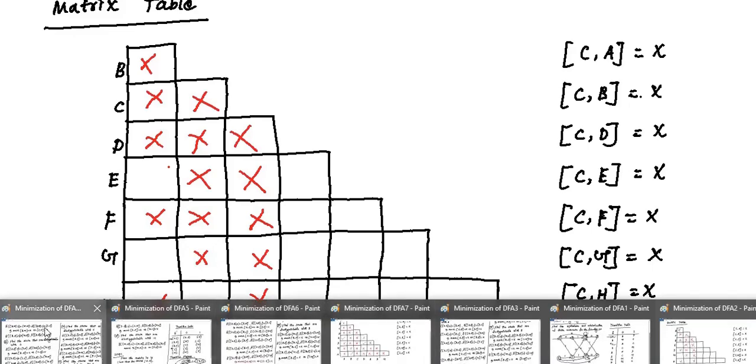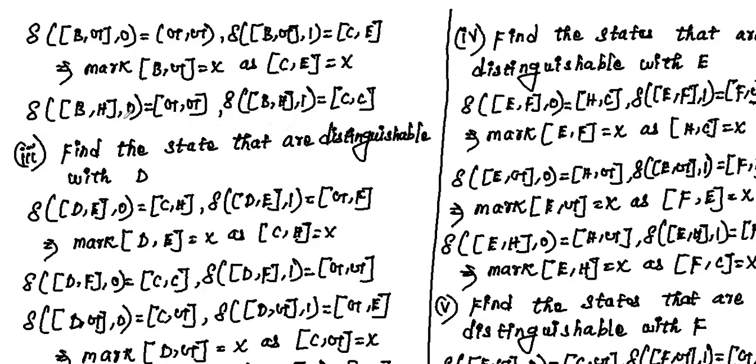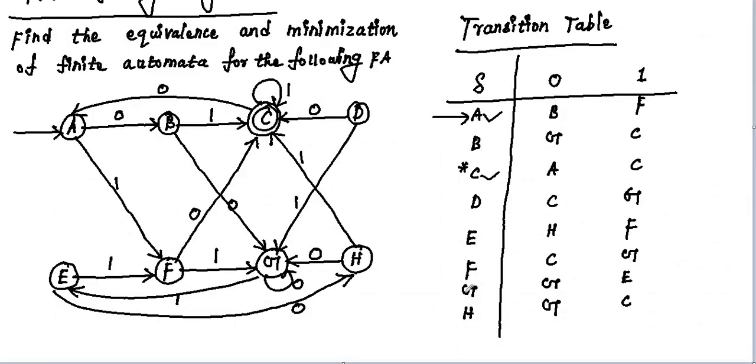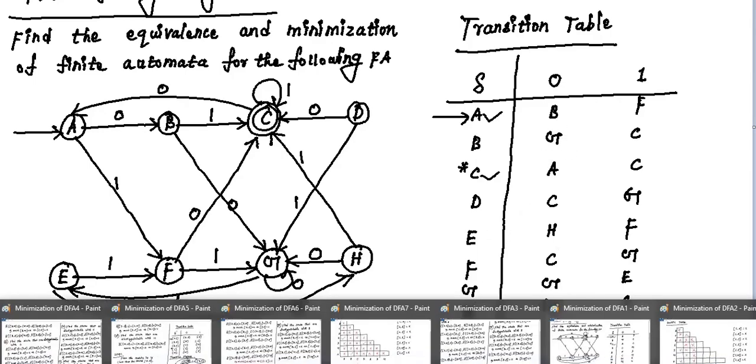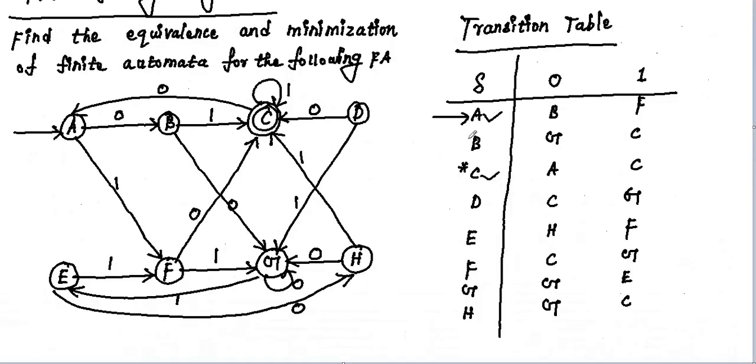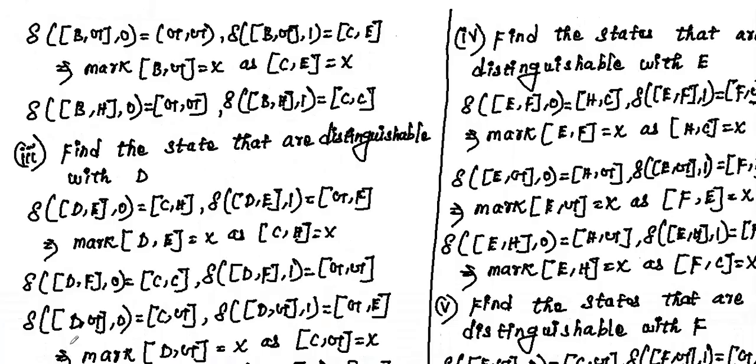And the last pair is BH, and apply input 0, 1. BH 0: look at the transition table. BH input 0 is G G. Here G comma G. Next input 1, del of B comma H input 1. Look at the transition table. BH input 1 is C C. Here you write CC. Here in this step we have different answers, G G and C C. Just hold it, then move to the next step.